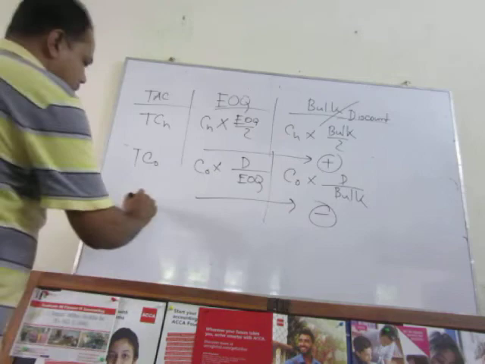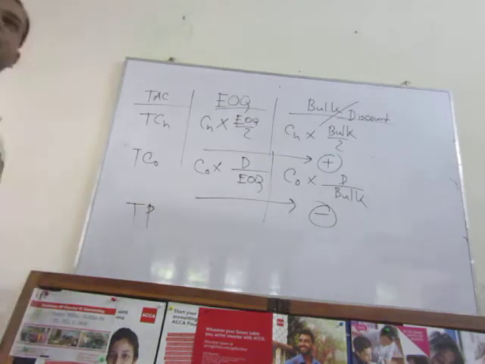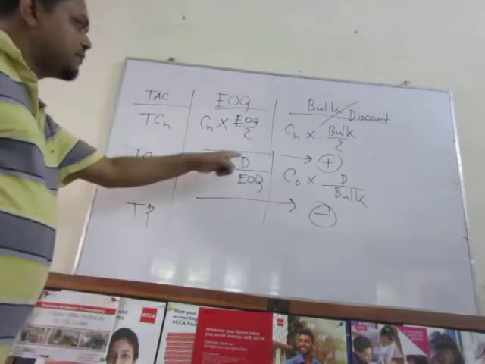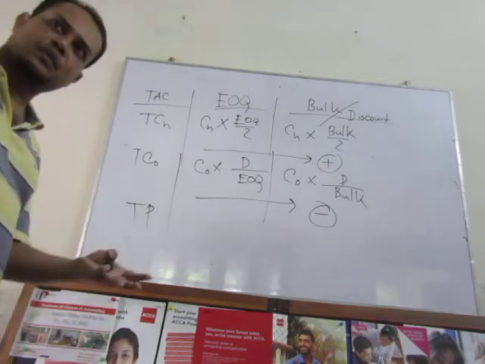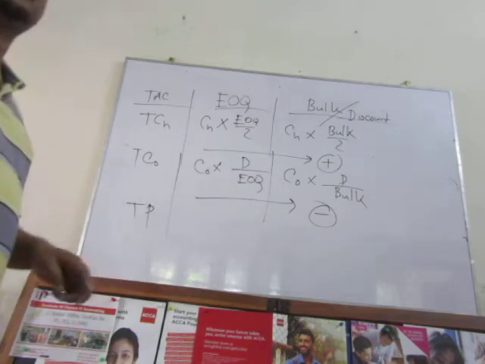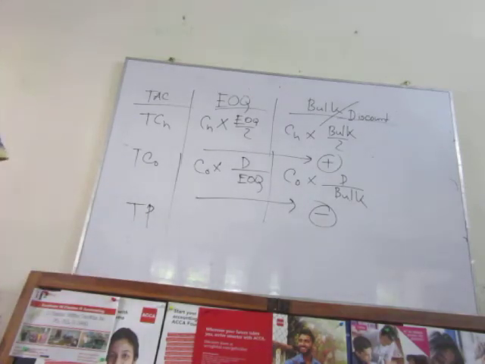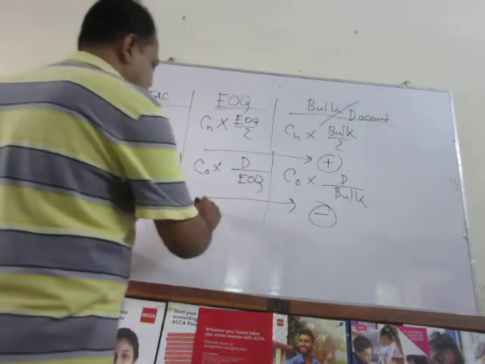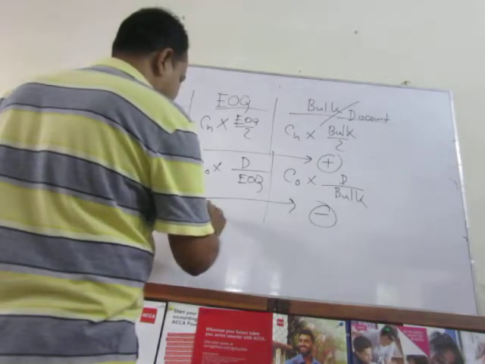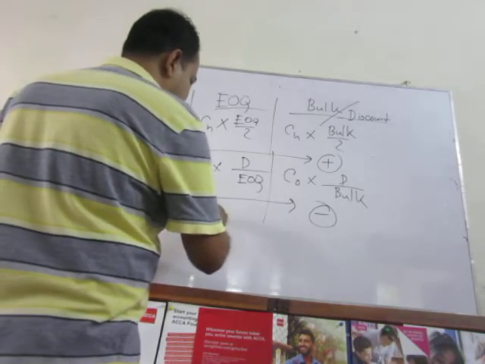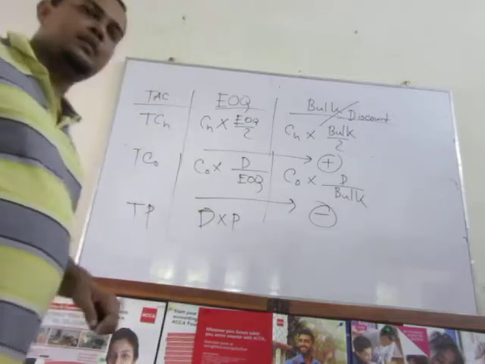Another is TP, total purchase price. That means you have to purchase the raw material. Now the thing is, to meet this demand, you are purchasing D amount, and suppose, for example, the purchase price per unit is P. In that case, this is demand into purchase price per unit.